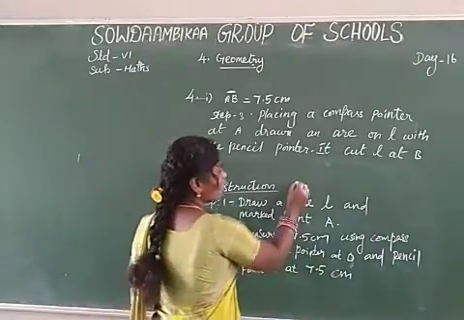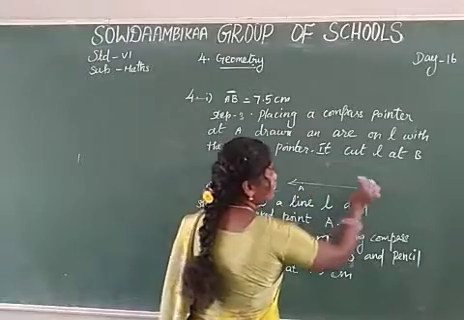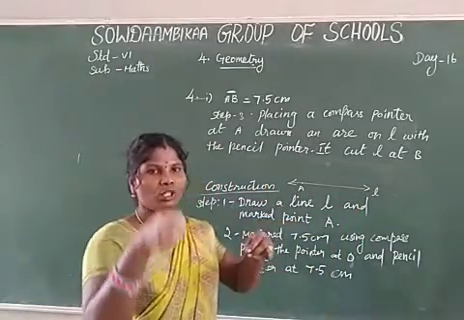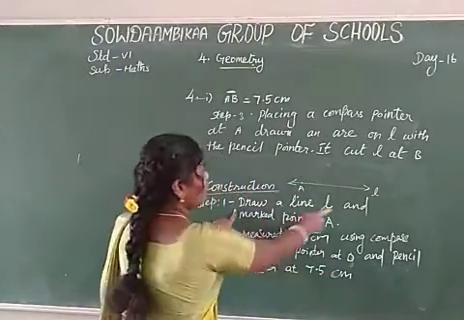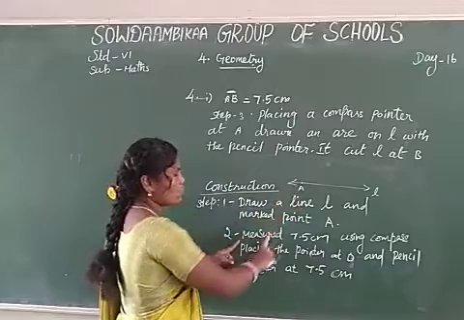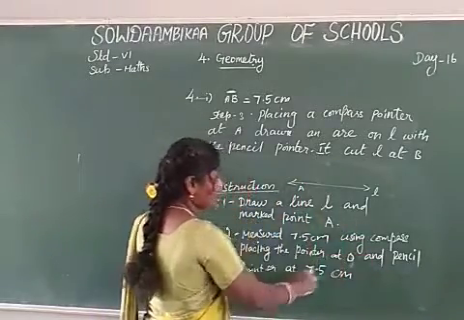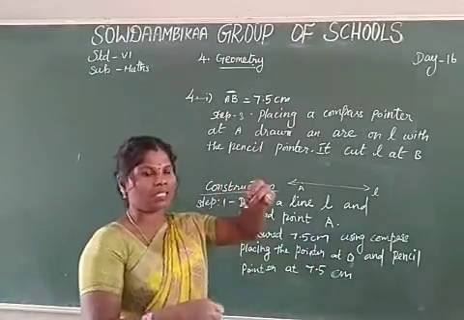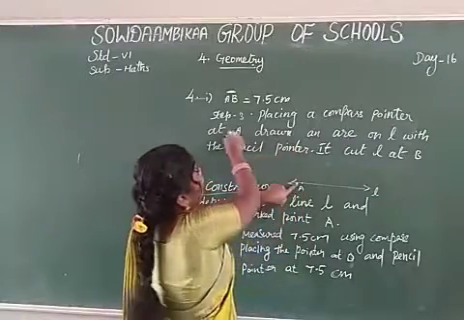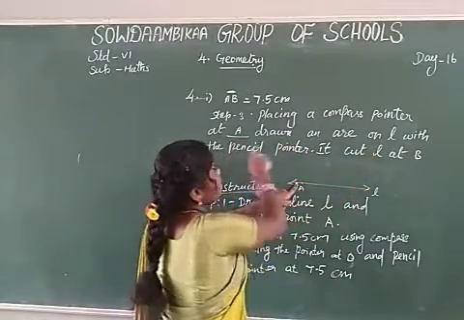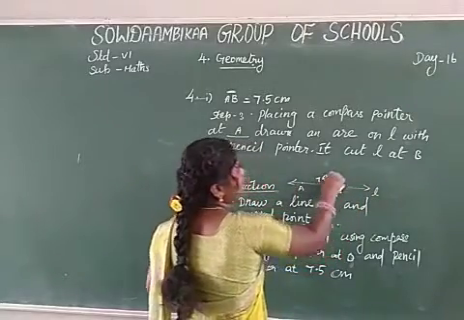First you draw the line segment. First put the starting point A, this is line L. Next take the compass and measure on the scale 7.5 centimeter. Draw a line L and mark the point A. Next measure the 7.5 using compass, placing the pointer at 0 and pencil pointer at 7.5 centimeter. Then place the compass pointer at A, draw an arc on L with the pencil pointer. It is called B, 7.5 centimeter.